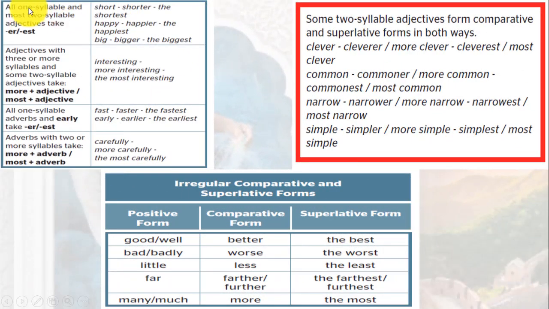So to get the comparatives and superlatives from one-syllable or also from most two-syllable adjectives, we add er for the comparative and est for the superlative. So from short we get shorter and the shortest. From happy, happier, and the happiest. From big, bigger, and the biggest. Note that we doubled the last consonant.